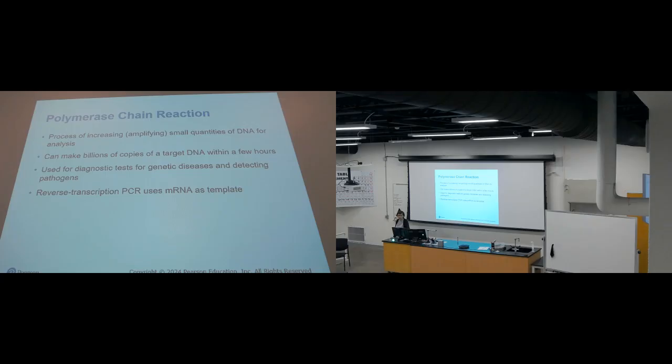PCR can make millions of copies within a few hours, and it is used to diagnose diseases or detect pathogens. And then we have variations of this PCR. We have reverse transcription PCR, or we have real-time PCR as well. In the case of reverse transcription PCR, instead of using DNA, it uses messenger RNA as a template.